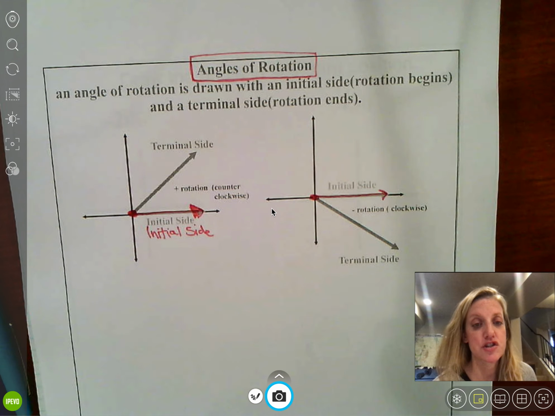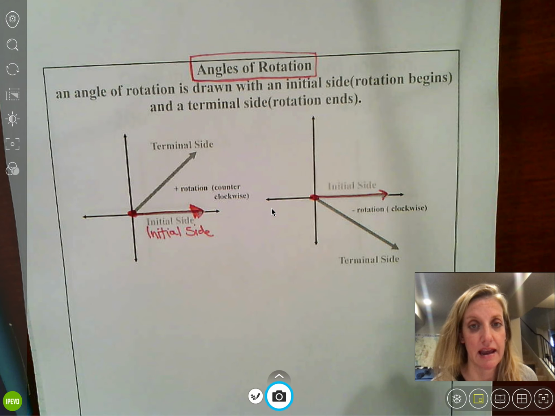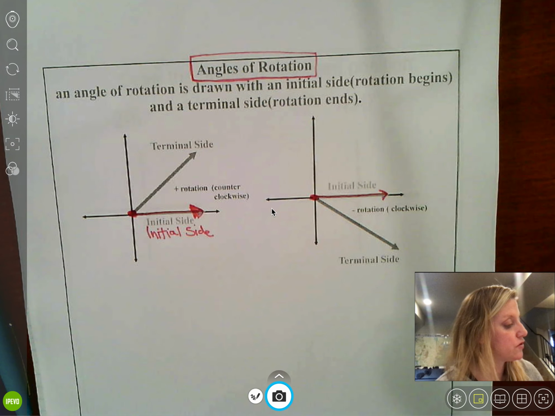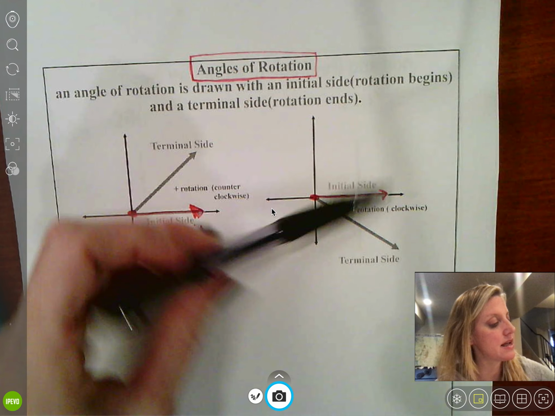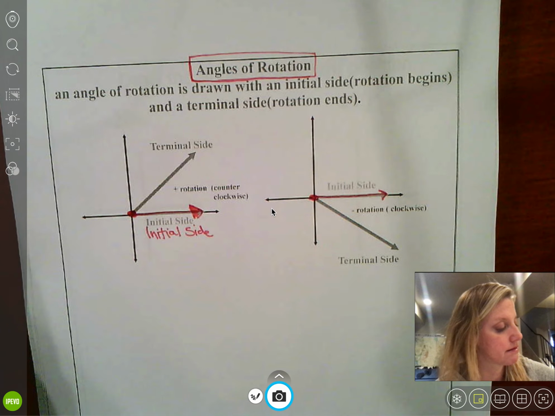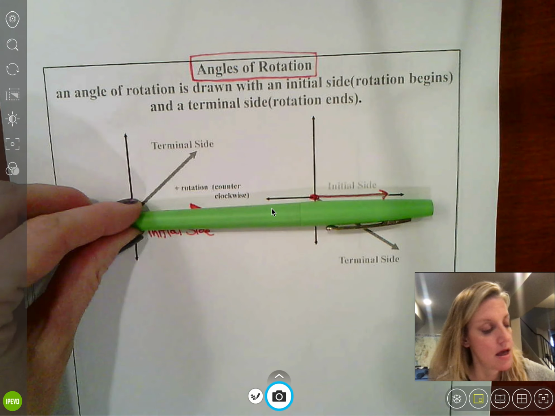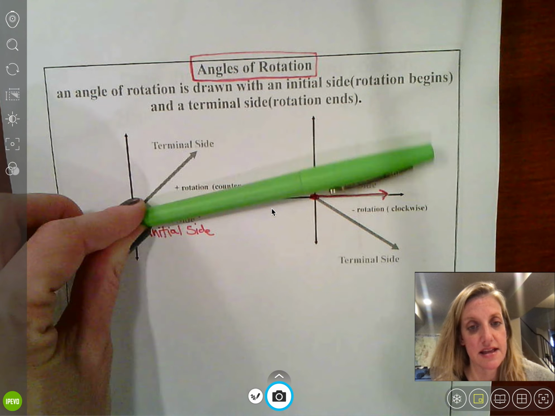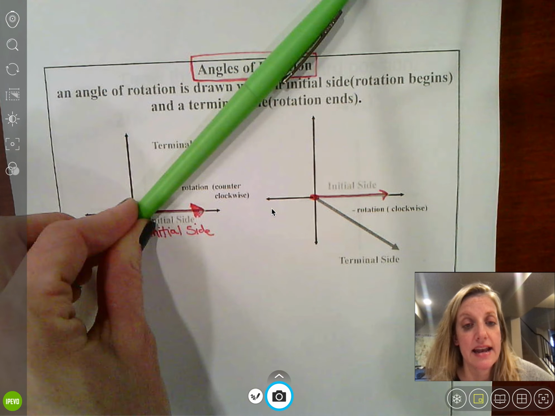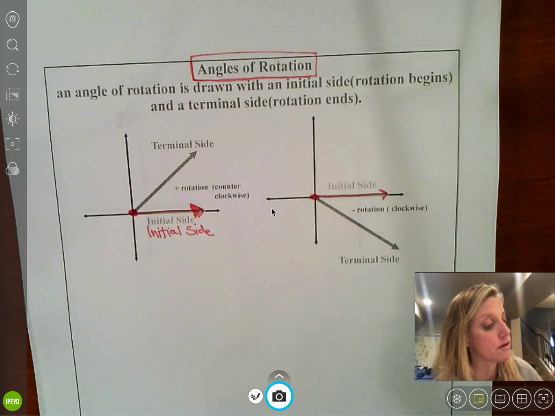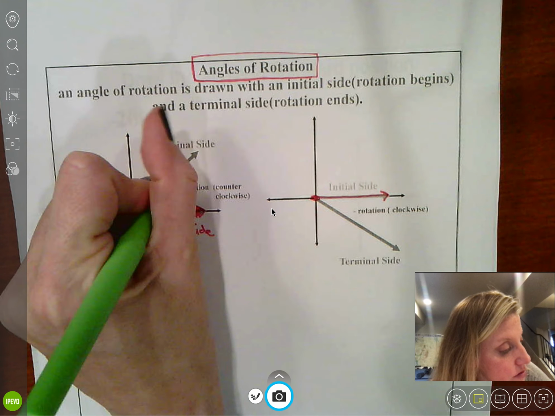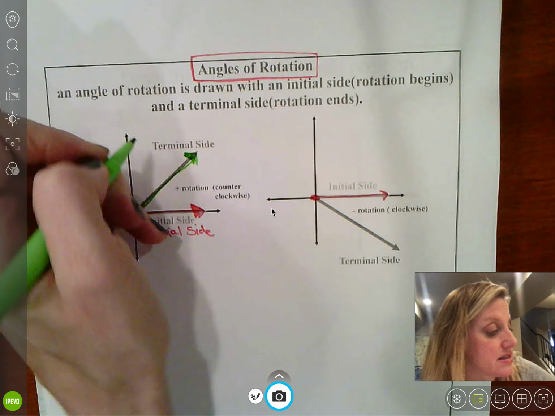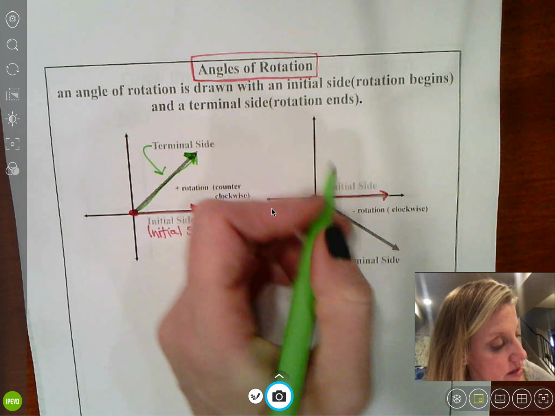Okay? And then the terminal side is the other side of the angle, the other ray of the angle where it ends. So if you look at this picture on the left, it's like the spinner. You've got a spinner pointing out along that positive x-axis, and then it rotates and ends here. That's considered the terminal side, where it ends. So the terminal side is usually somewhere not on the positive x-axis, but I suppose that's not always the case.